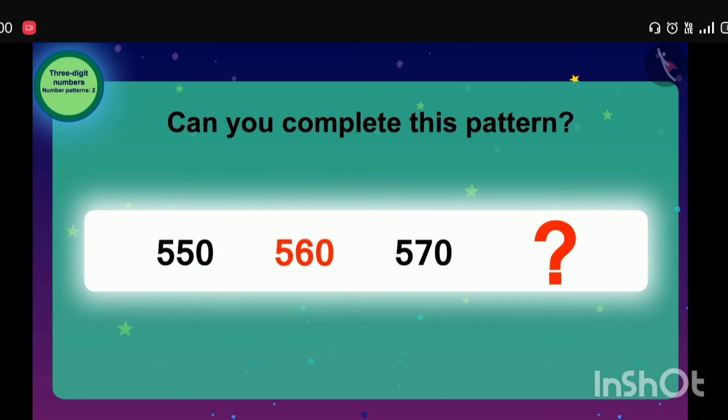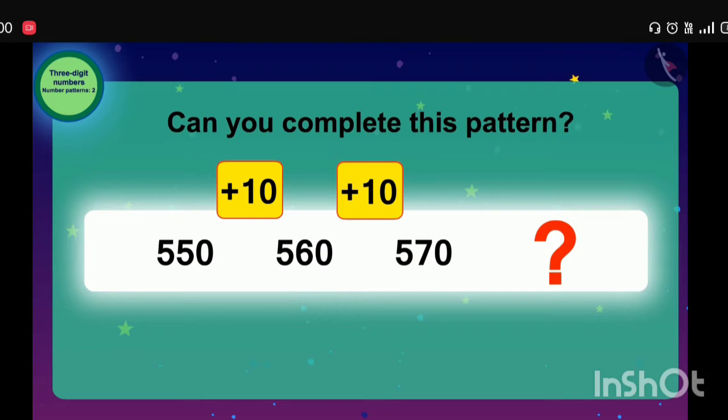Like we will add 10 to 550 to reach 560. Then to find the next number, we add 10 again to 560. Similarly, the next number of this pattern is 570. And by adding 10, it becomes 580.